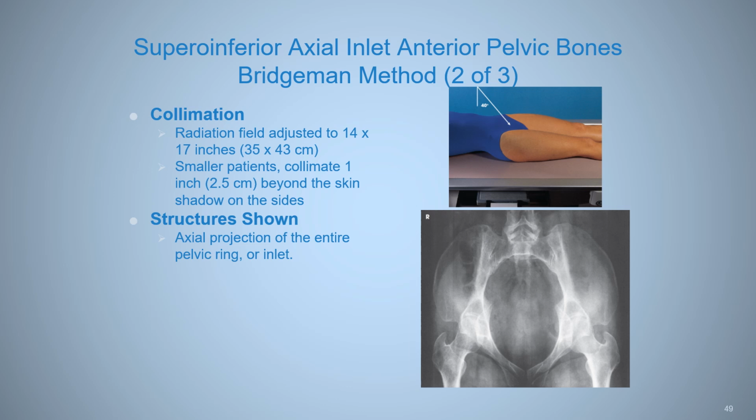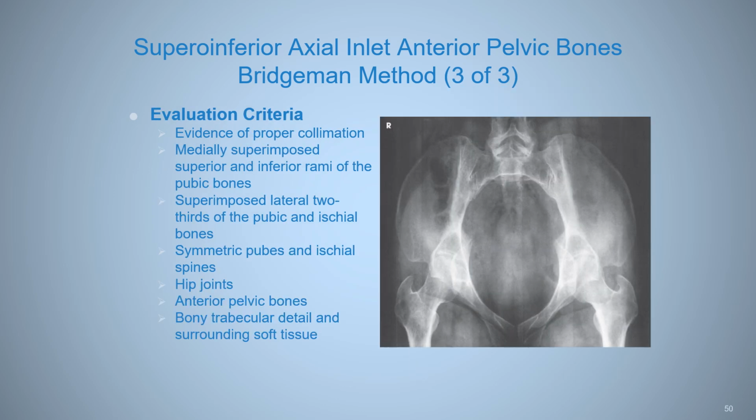So you should see the greater sciatic notch bilaterally. You should see the ischial spines. Bilaterally, they should be symmetric. You should see both acetabulums, and you should see lesser sciatic notch into iliopubic column into superior ramus. The superior ramus and the inferior ramus are superimposed with each other. The pubic symphysis should be at the very bottom center of your radiograph. Okay.